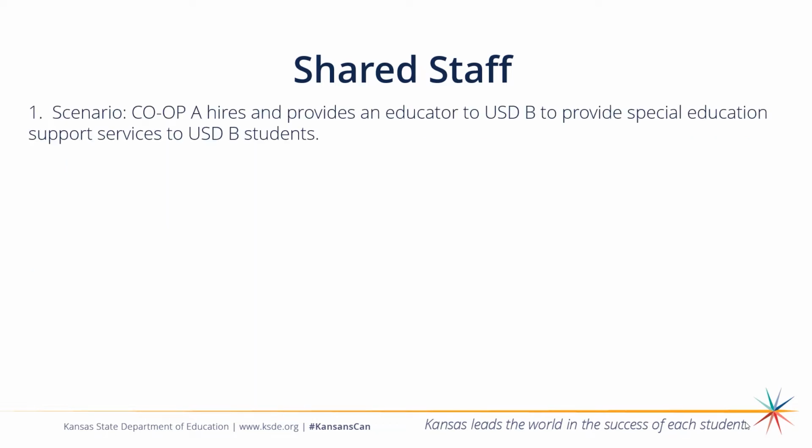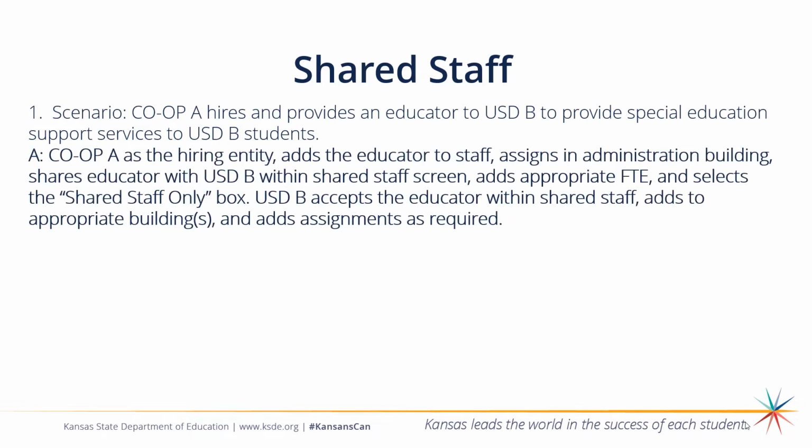So we'll go over a couple of scenarios. There are 4 scenarios that we'll go through that hopefully can serve as examples and clear up some confusion that can be generated between districts when they're trying to report shared staff. So in this first scenario, it's pretty standard. It's a co-op that's providing an educator to a district to provide support services to a district's students. And this is probably one of our most common types of scenarios.